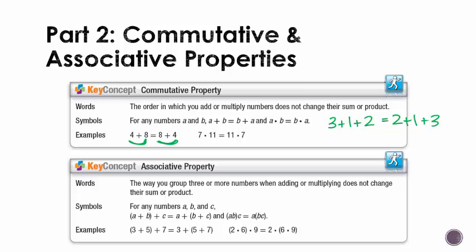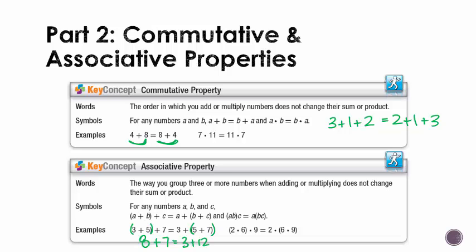The associative property says that the way you group 3 or more numbers when adding or multiplying them does not change. So if I put parentheses around these guys when they're all adding, I get exactly the same thing as if I put parentheses around those two. Remember, parentheses tell us what to do first. So we'd have 8 plus 7, where here we would have 3 plus 12, and either way you get 15.